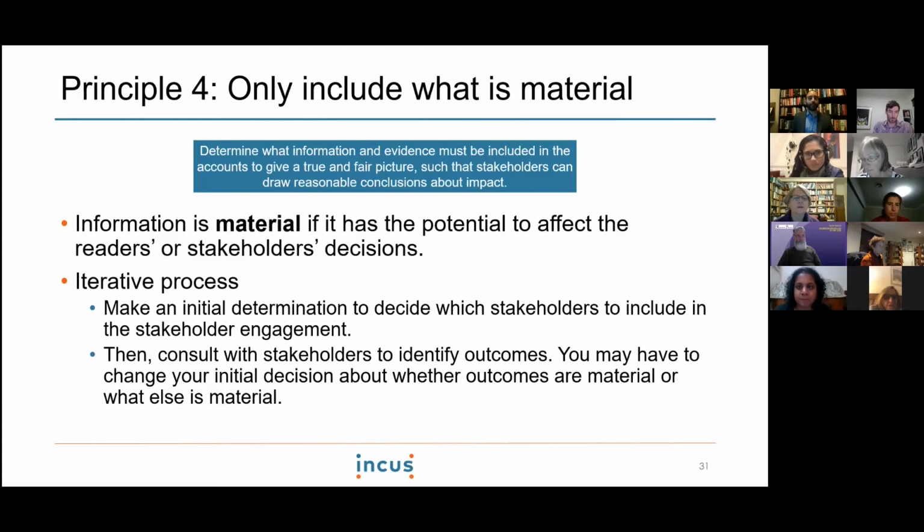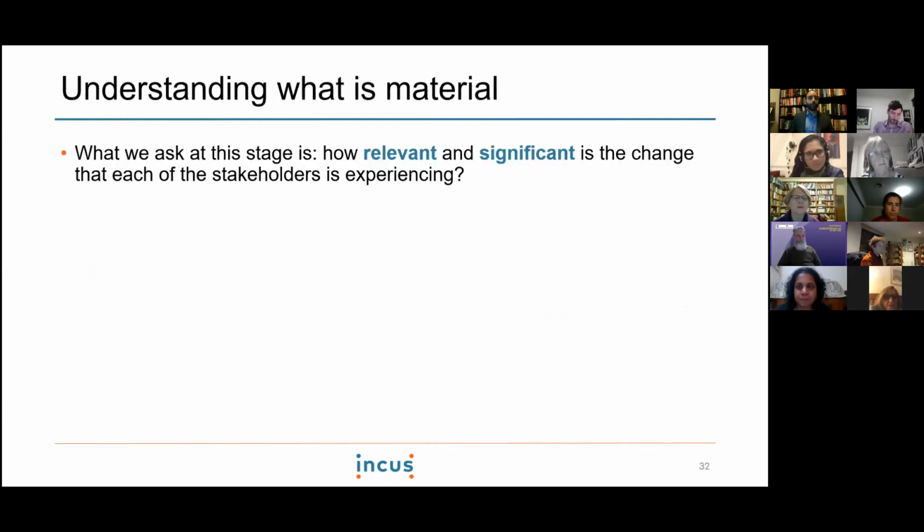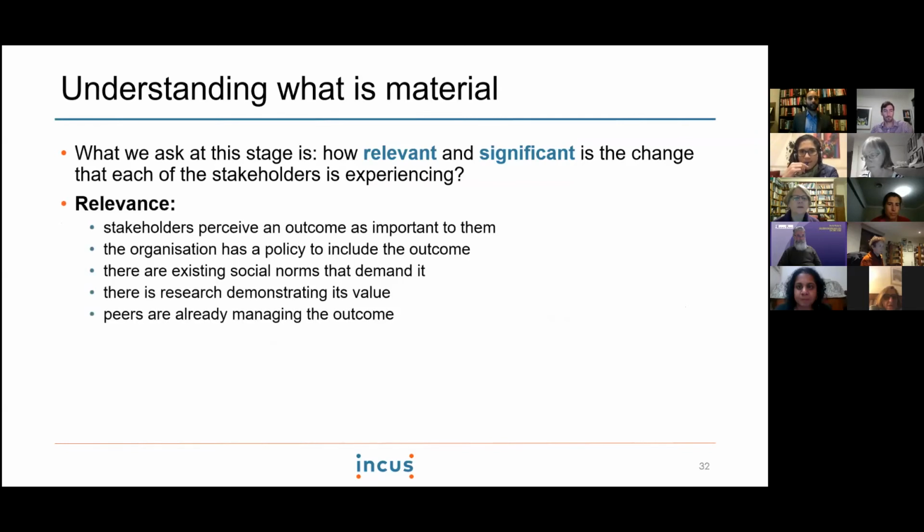So you apply materiality when you first decide who to speak to. You apply materiality again as you identify which outcomes are really material and significant and need to be taken forward in your analysis. And what we want to know is how relevant and significant is the change that each of the stakeholders is experiencing. And relevance is that first filter. And here are the sort of things you think about to determine if something's relevant.